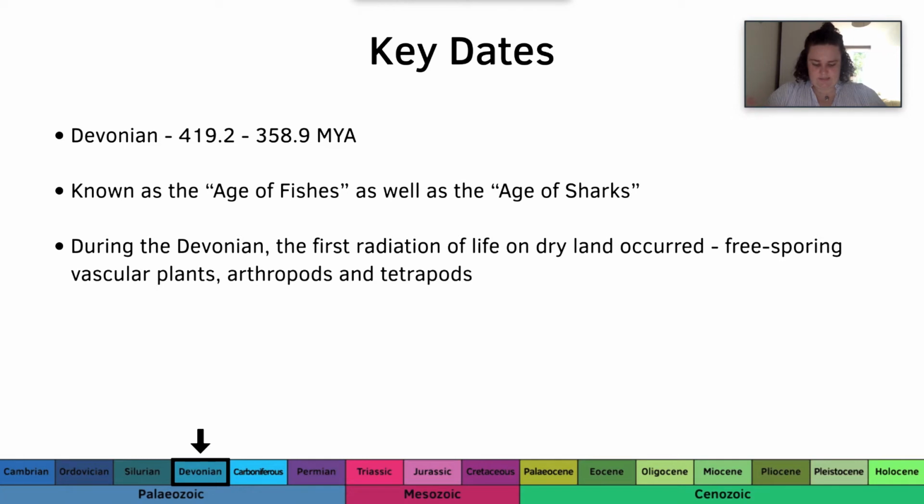This is because during the Devonian, fish as a whole diversified and radiated and became quite a dominant species in the water. As well as this, the first radiation of life onto dry land also occurred. So we had free-sporing vascular plants forming forests, arthropods moving onto land, as well as tetrapods.